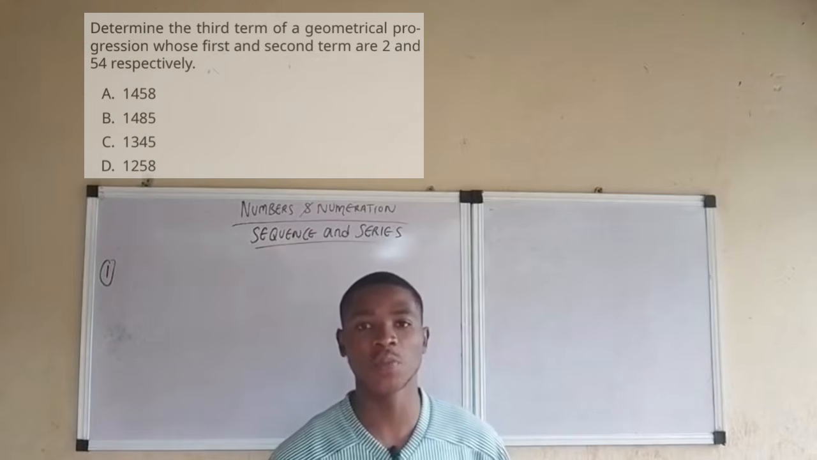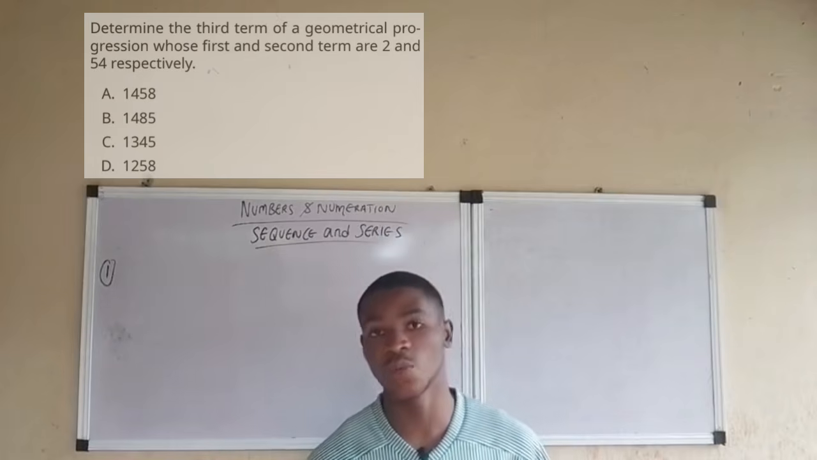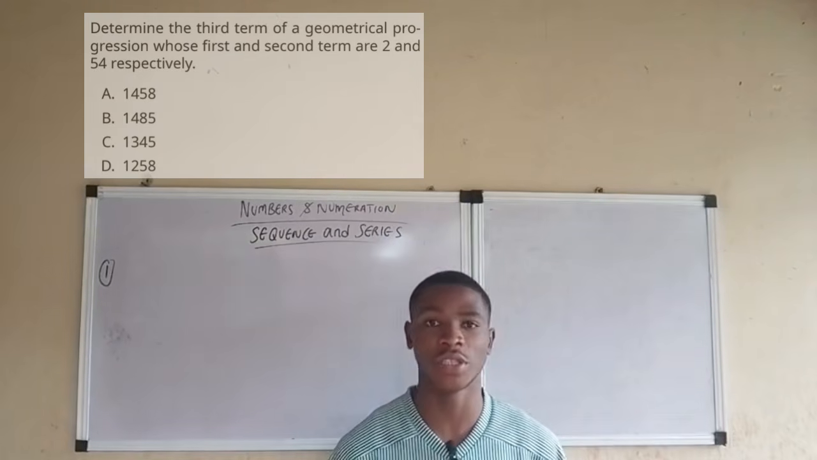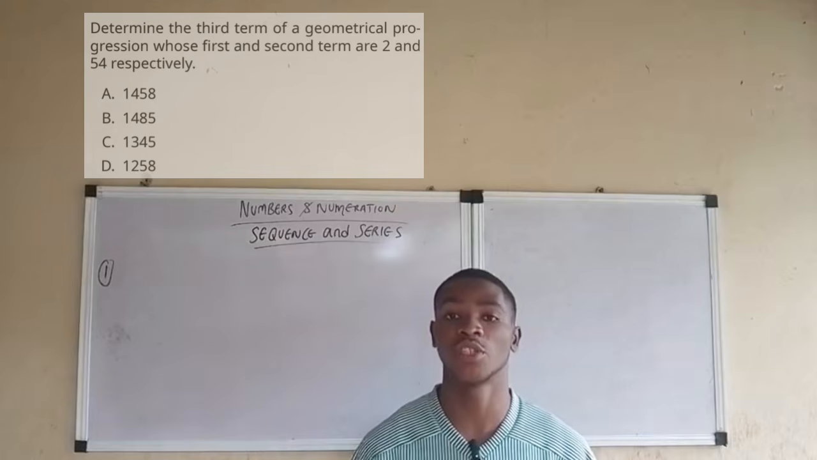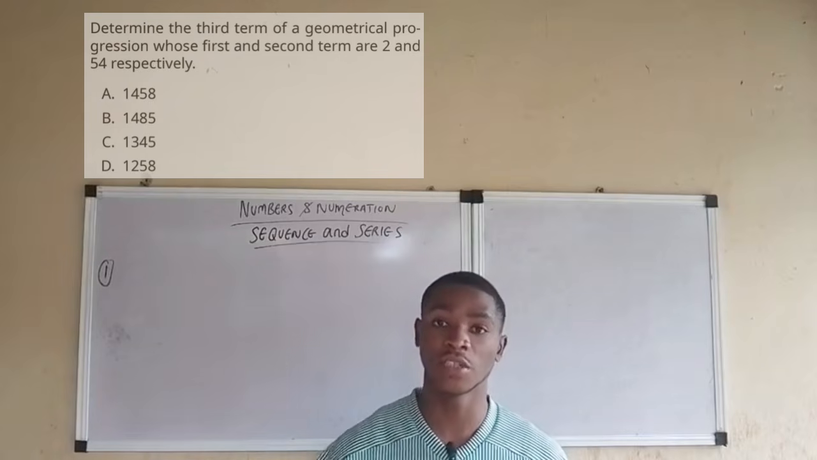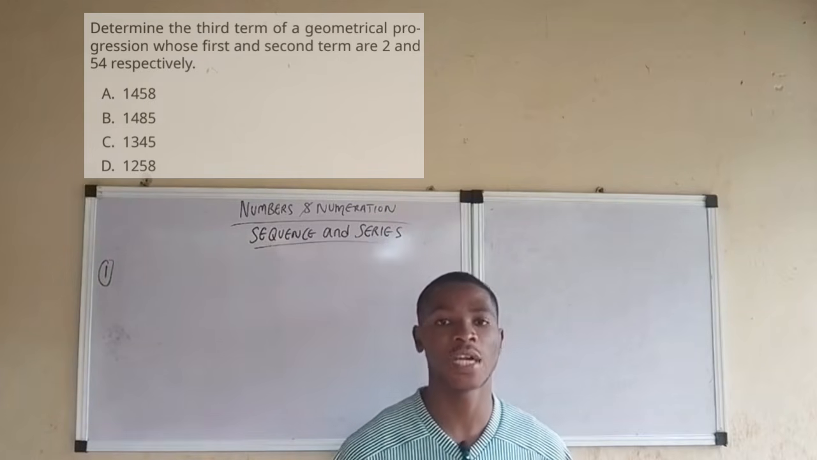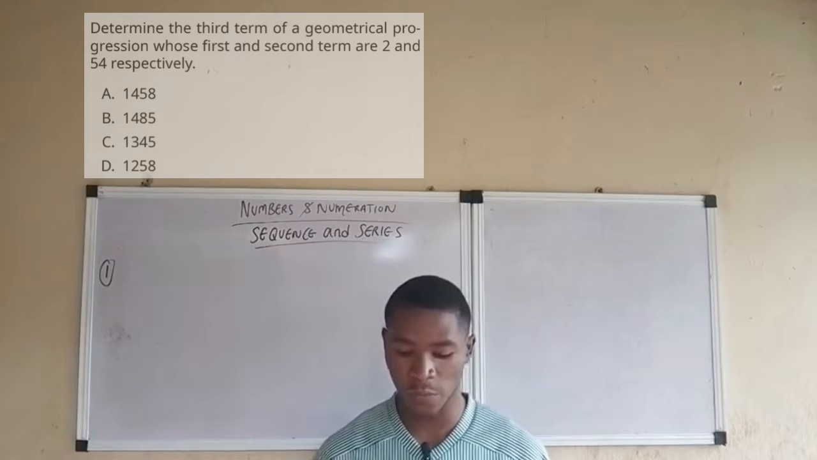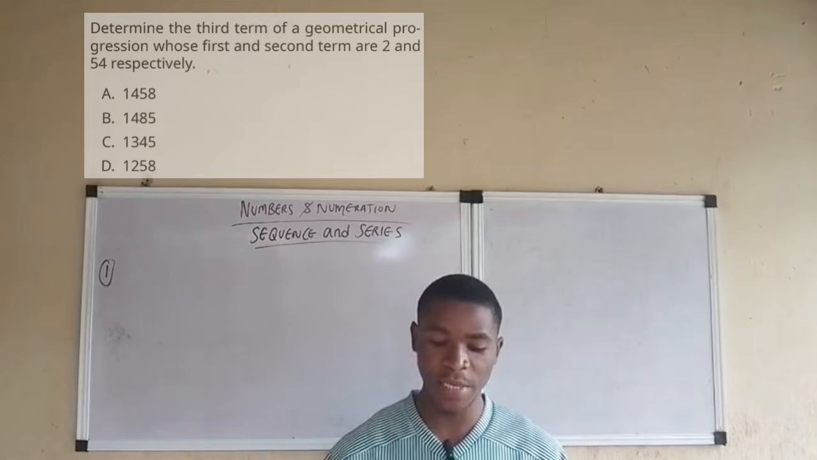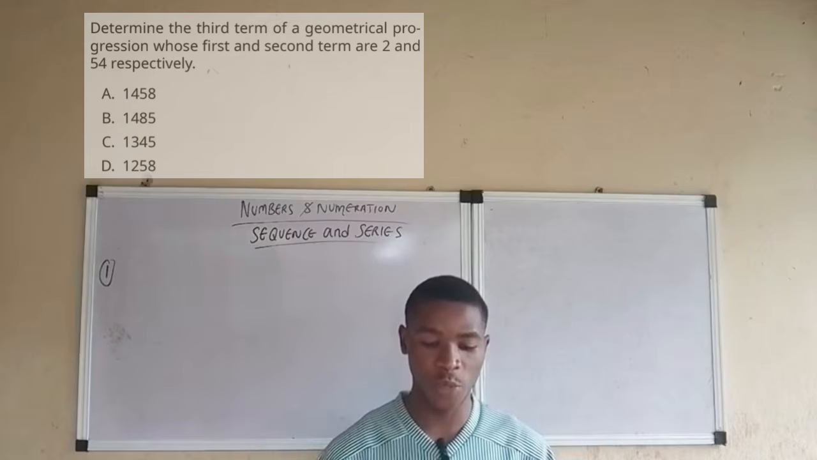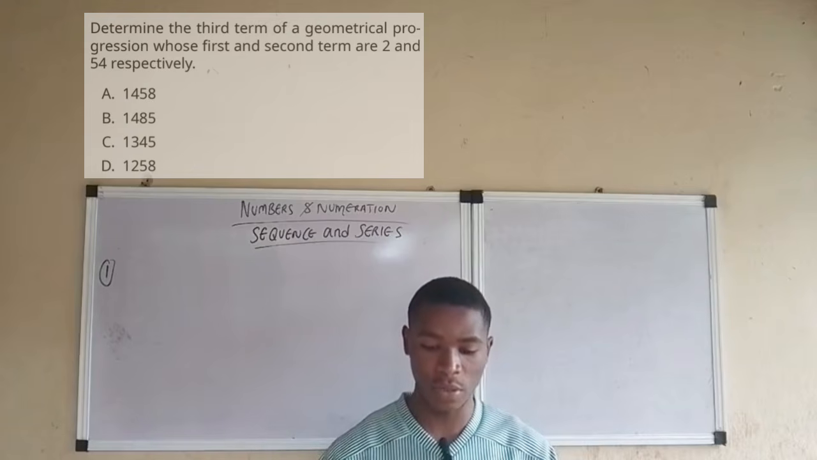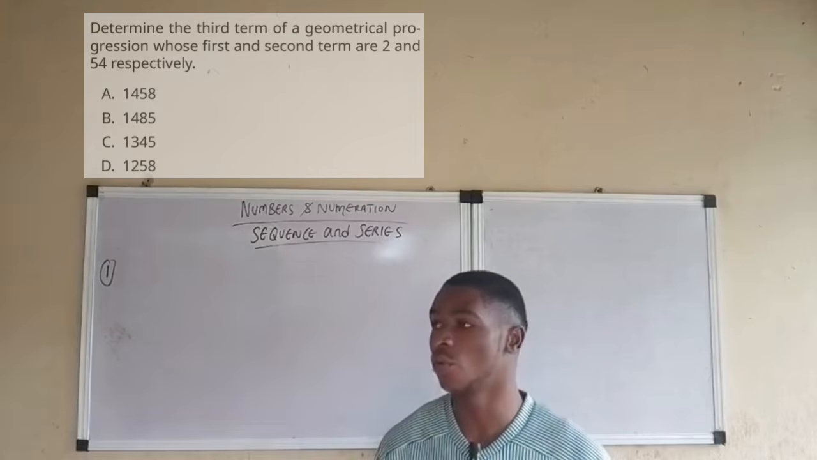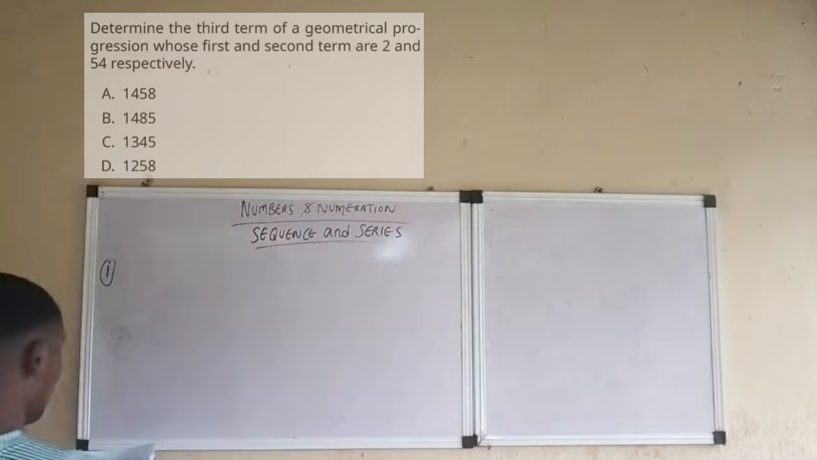Now we are going to be taking the first question under sequence and series. Usually this section is divided into 2 majorly: arithmetic progression and geometric progression. I believe you have seen all the formulas that are required for you to solve a question on this topic. Now let's look at the first question above. The question says we should determine the third term of a geometric progression whose first and second terms are 2 and 54 respectively. So let's write down the parameters needed to solve this question.